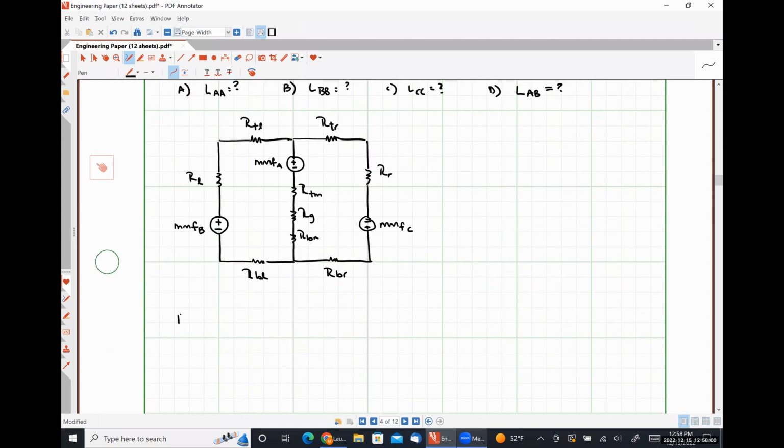We can say, I hope pretty easily, that R top left will be the exact same thing as R top right, R bottom left, and R bottom right, because they all have the same length, the same permeability, and the same cross-sectional area.